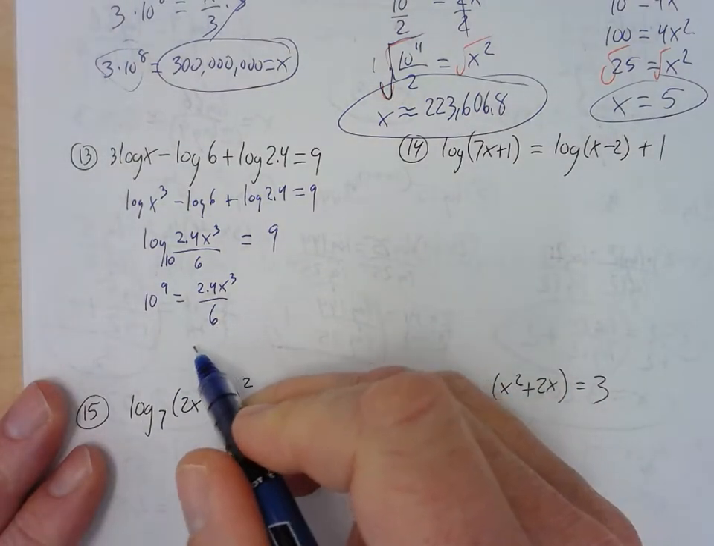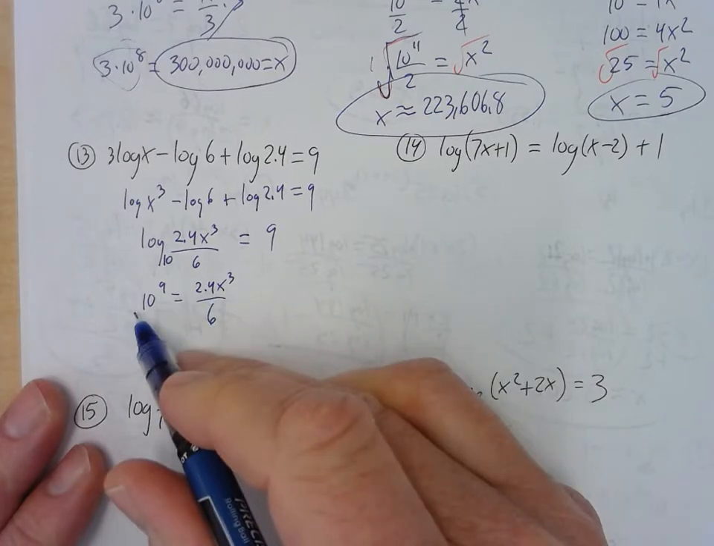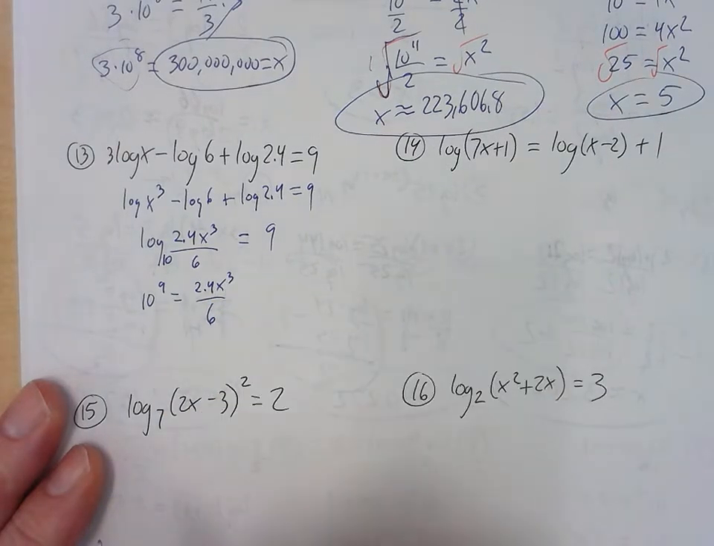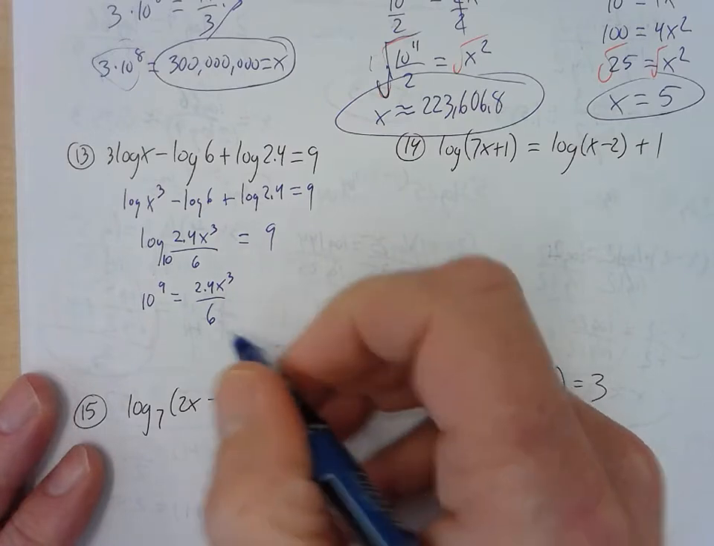Multiply the 6 over, and then divide the 2.4, and then take the cube root to get x by itself. So I'm going to multiply 6 over.